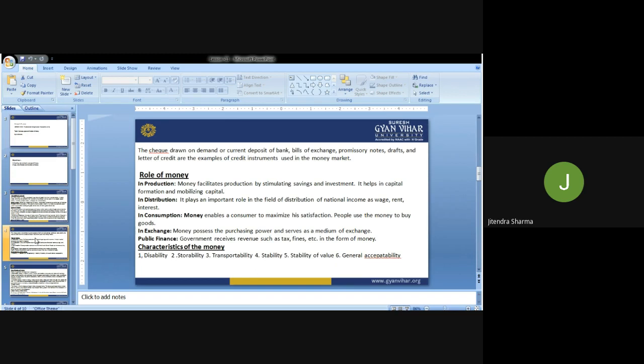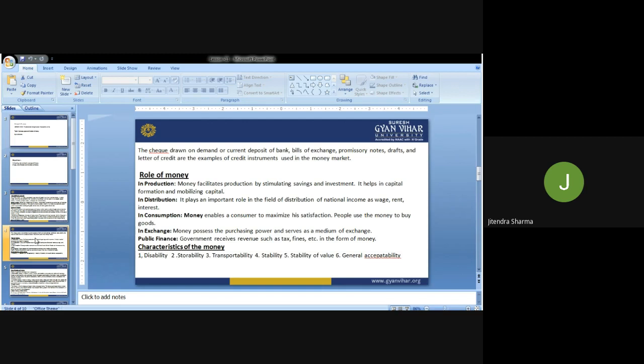Now let us have a discussion on the role of money. Money is very important. As you know, money has four important functions. They are that money functions as a medium, measure, standard and store. It means these are the four things that are facilitated by money.